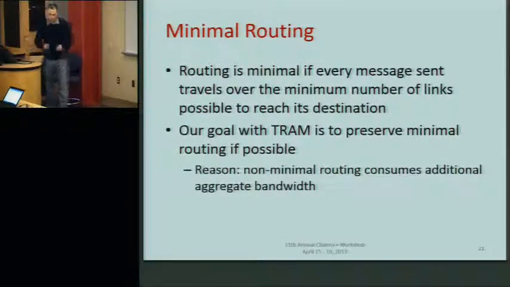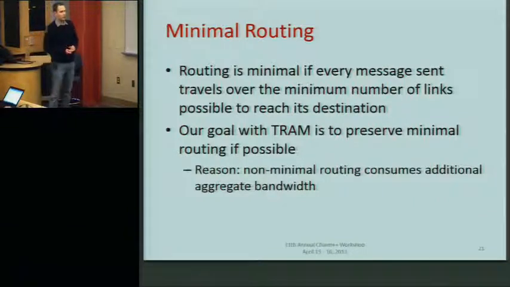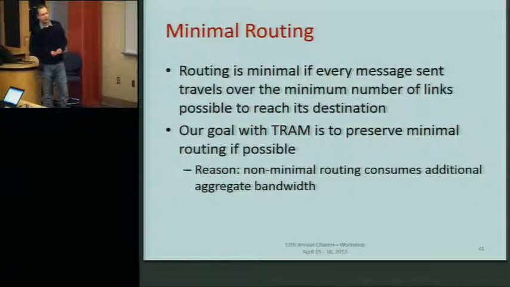The other thing that we want to guarantee with TRAM is minimal routing. It ties into what I just talked about. That is, even though we have intermediate destinations, we don't want our data to travel over more links than absolutely required to reach the destination.